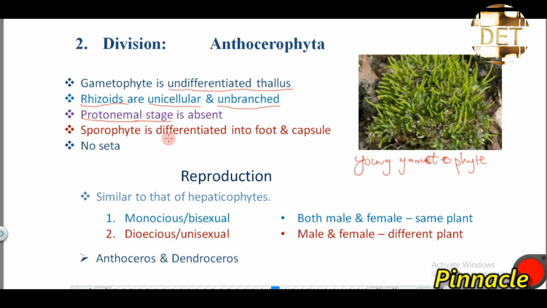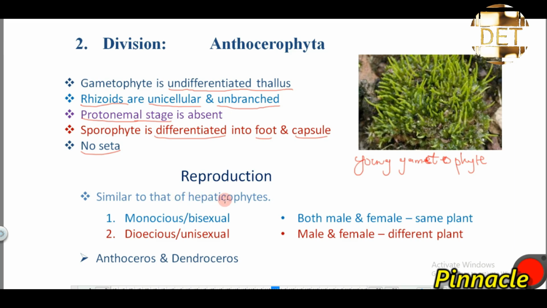Then the sporophyte is differentiated into foot and capsule. There is no seta. So you must note this. Then as regards reproduction, it is similar to that of the Hepaticophyta.